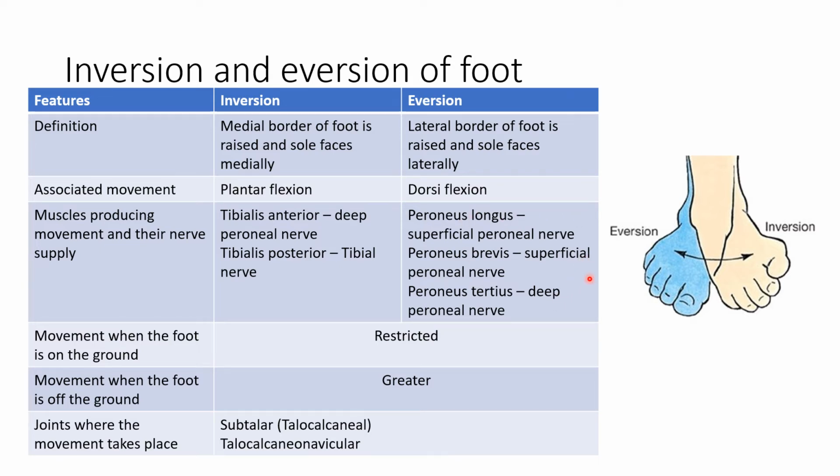So these are all the muscles that have the letter E as the second letter in their name. See the peroneus. Peroneus longus, which is supplied by the superficial peroneal nerve, and peroneus brevis, supplied by the superficial peroneal nerve. Then the peroneus tertius, supplied by the deep peroneal nerve. So now you know about the muscles and their nerve supply.